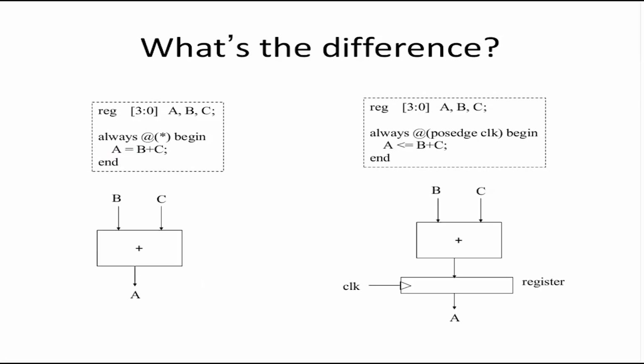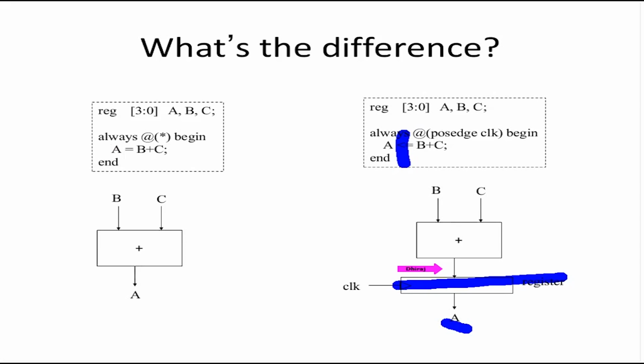On the left it is very clear that it's simply an adder, a combinational adder. So A gets B plus C. On the right-hand side, A gets B plus C, but now there is a sequential boundary here. So A is the output of a register, and B and C feed the data input of this.